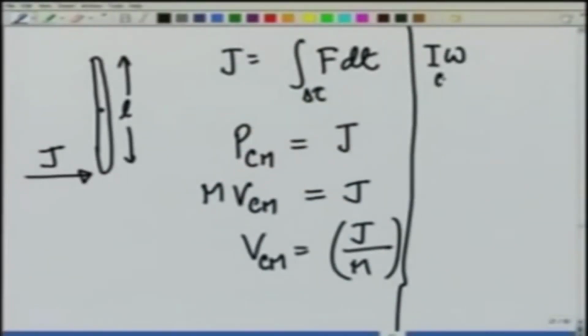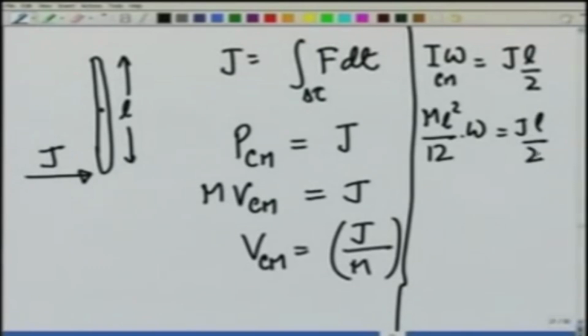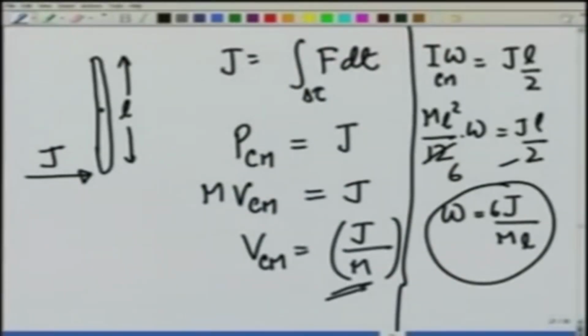How about the omega that it obtains? As we have already seen, I can safely write that the angular momentum it obtains about the center of mass should be equal to the torque impulse that it gains about the center of mass, and that will be J L over 2, and therefore m L square over 12 times omega should be equal to J L over 2, and so omega equals 6J over m L. So, it rotates as it moves with this angular speed, and the center of mass moves with this speed.